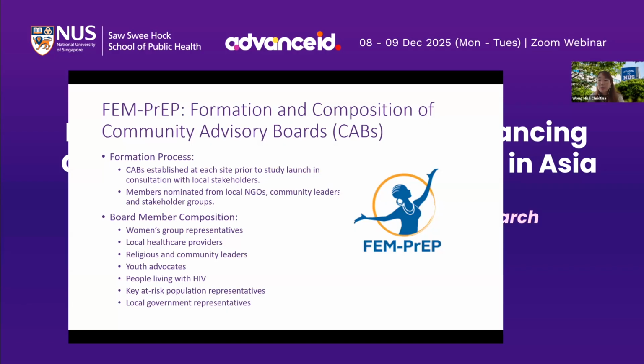Membership included representatives from women's groups, local healthcare providers, religious and community leaders, youth advocates, people living with HIV, and those representing key at-risk groups for HIV. In some cases, even local government officials were included to strengthen ties with public services.